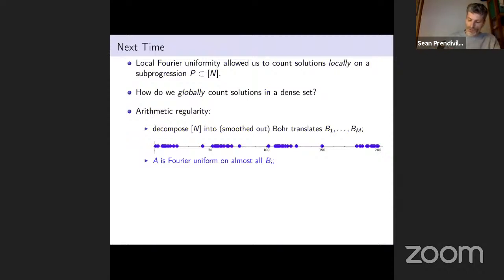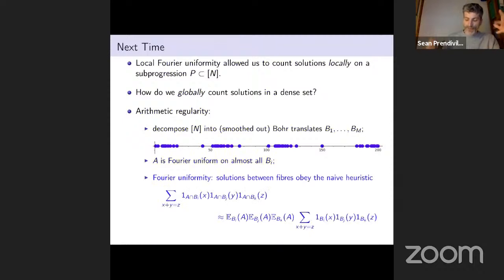So we'll see that on each of these pieces, our set is Fourier uniform on almost all of these pieces. And then essentially using the same Fourier uniformity argument we've used again and again, you can actually count solutions between these pieces, because on each of these pieces, you've got Fourier uniform sets. So you can count solutions between pieces, and you get the usual asymptotic, a product of densities times the number of solutions in the ambient fibers.